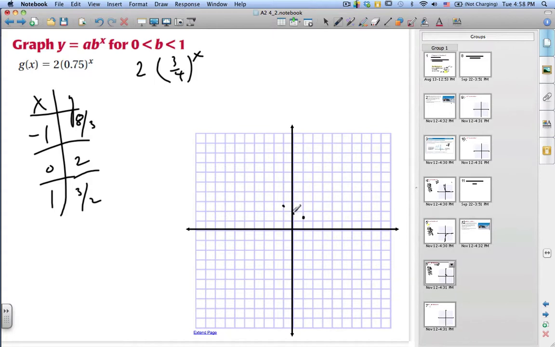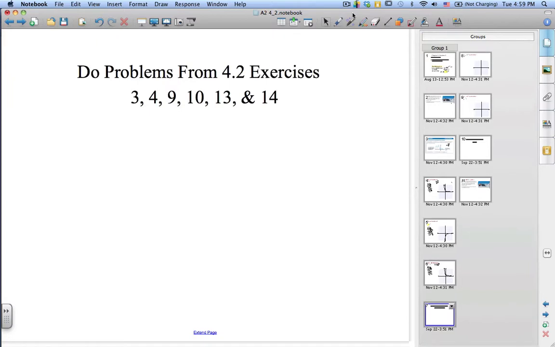So you can see that we've got a base that's approaching 1, and you see that it tends to flatten out the graph a bit. So go ahead and practice this on your own. Do problems 3, 4, 9, 10, 13, and 14, and then come back to see the function in the full form.